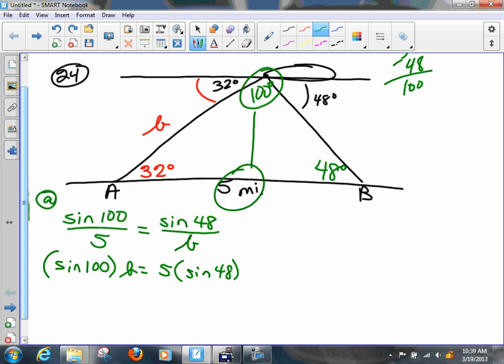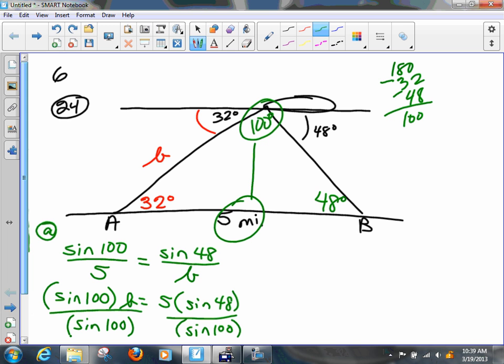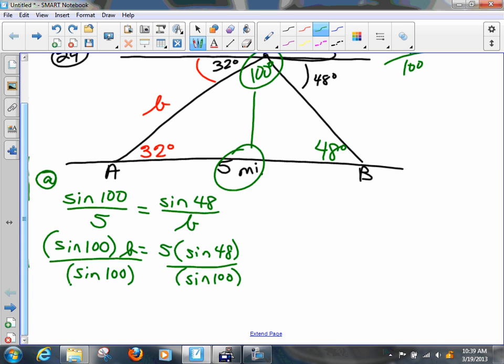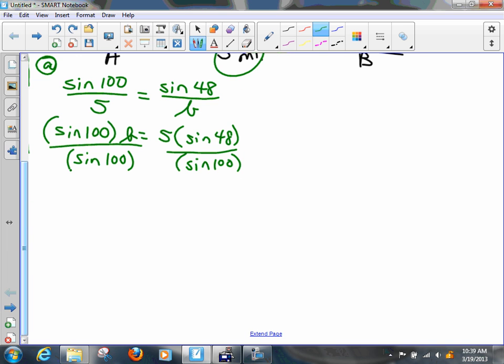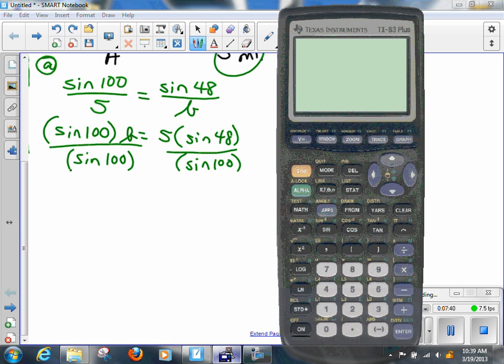Morgan, did you have it set up that way? Okay. Are you a parentheses ninja? Okay. All right, I need somebody to just sit at my desk and take notes today.